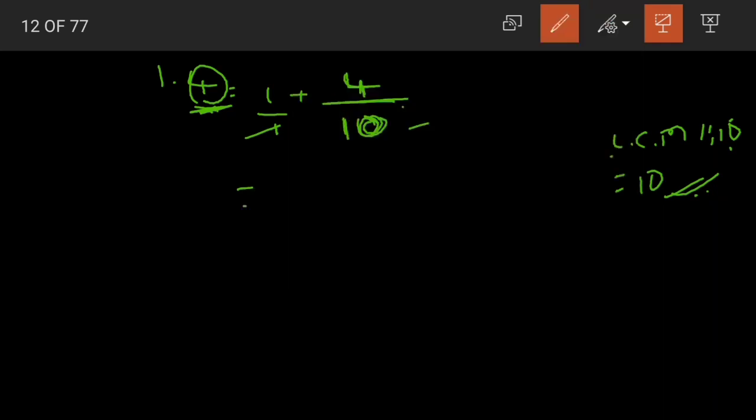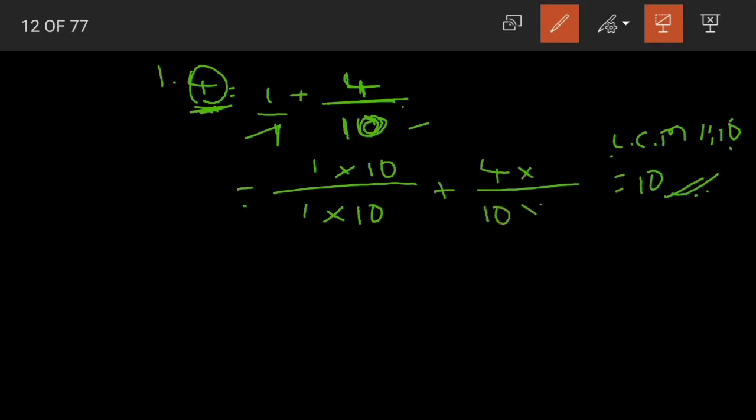Let me erase this. Here we are having 1 in the denominator. How will we get 10? If we multiply with 10. Yes, so again we have to multiply the same in the numerator as well. Next fraction is 4 by 10. Now again we are having 10 here. We need to get 10. How will we get 10? 10 into 1 is equal to 10. So these are our fractions.